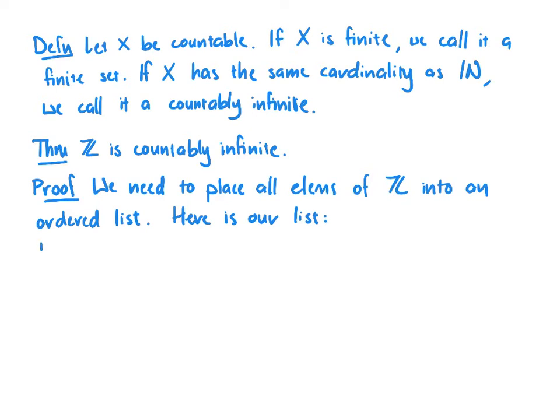Here's my list. So the first number in the list will be 0. The second number will be -1. The third will be 1. The fourth will be -2. The fifth will be 2. The sixth will be -3. And so on.